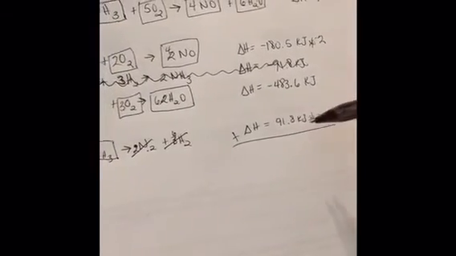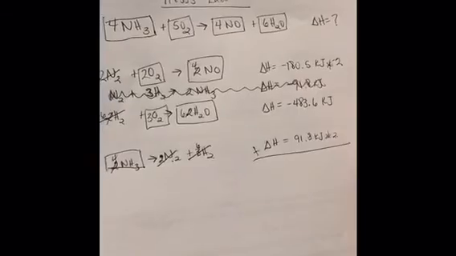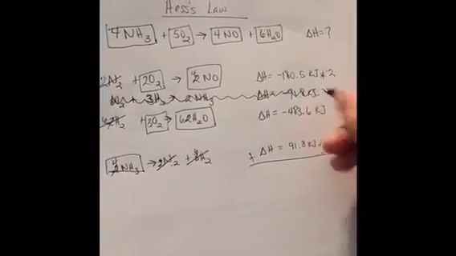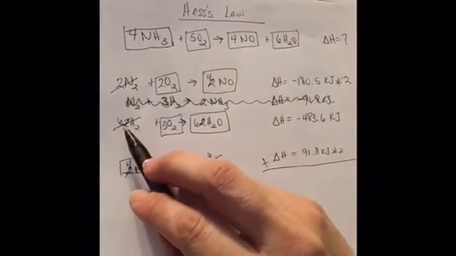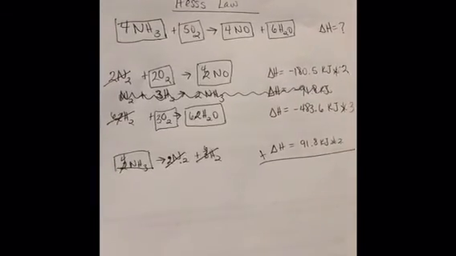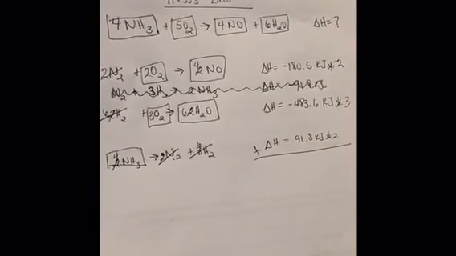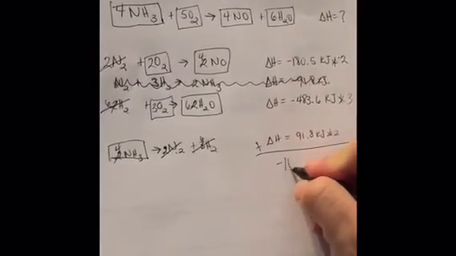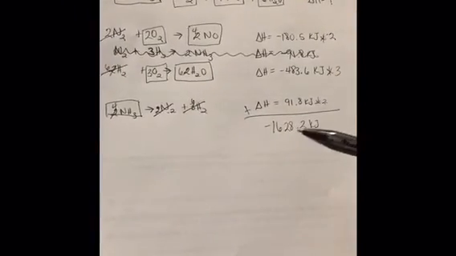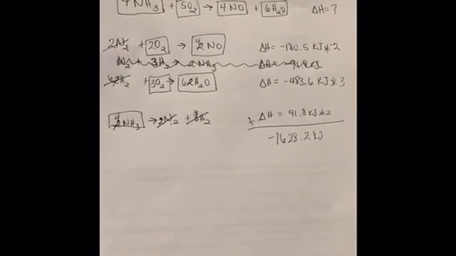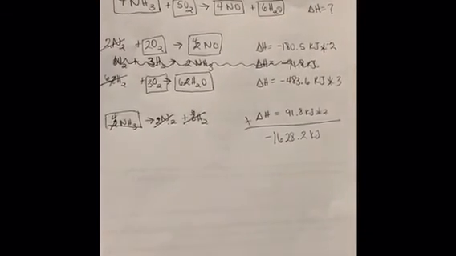If I multiply that by 2 and multiply this by 2. Oh, you know what? I forgot to write this down. I multiplied everything here by 3. So I need to multiply this by 3. And if I do that and I add it all up, my delta H for this would be negative 1,628.2 kilojoules. With it being negative, it tells you that's going to be an exothermic reaction.